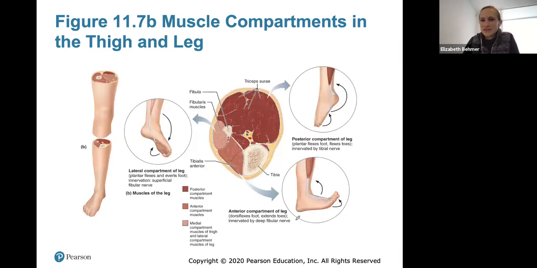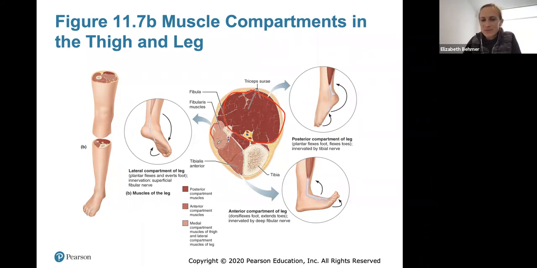Here's a look at the muscle compartments of the lower leg. In darker red, we have the posterior compartment muscles, which will plantar flex the foot and flex the toes, as if you're taking a big step down. And then the anterior compartment dorsiflexes the foot, so it brings your toes to your nose. And you can see those actions there.